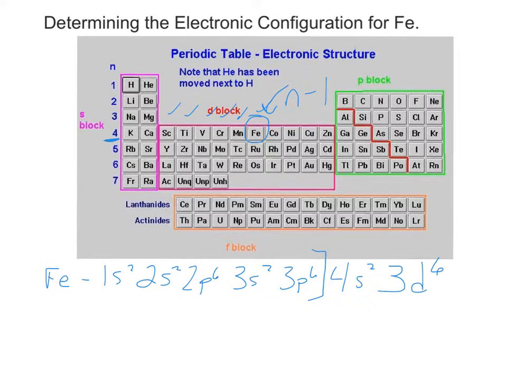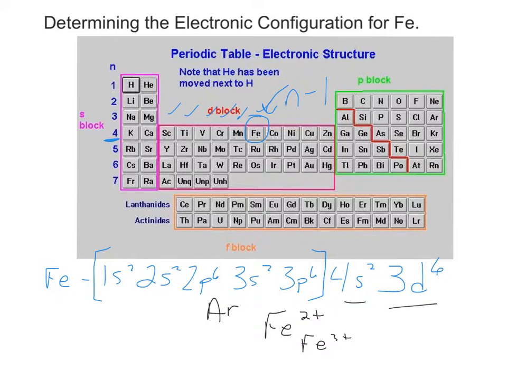Now, if I was going to write the noble gas notation, I would go to where my element is, right here, row 4. What's the noble gas right in front of it? Argon. And I would say, okay, I'm going to write argon 4s2 3d6. Now, iron, since it's a transition metal, everything in the D block usually can have multiple charges. There are 2 charges that iron has. Iron can either be charged at 2 plus, or iron can be at a charge of 3 plus.